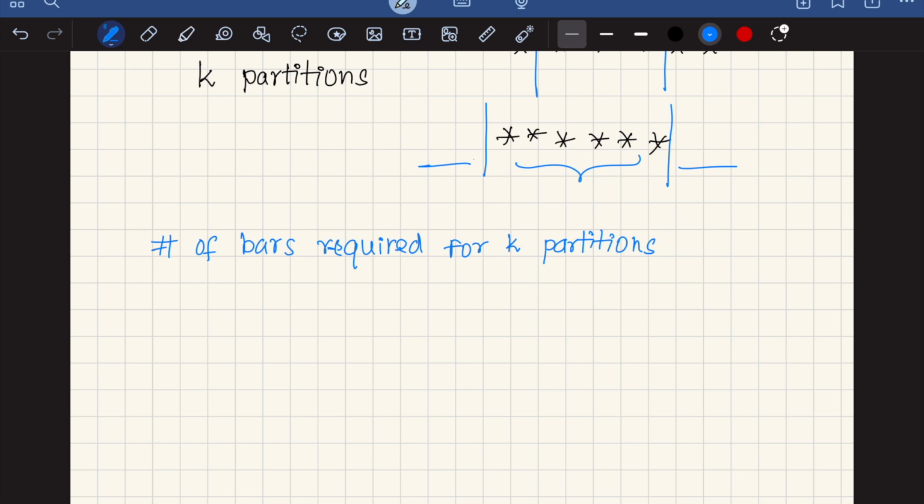Yeah, that's right. So if you want k partitions, you just need k minus 1 bars, because if this is what you have, if you put a bar here, it already divides it into 2 partitions. So you just need k minus 1 bars.